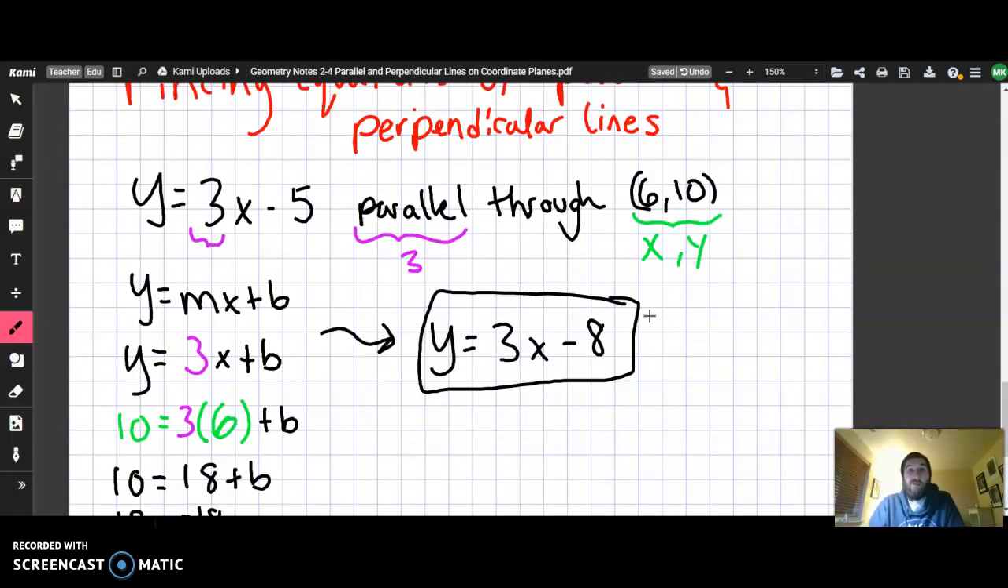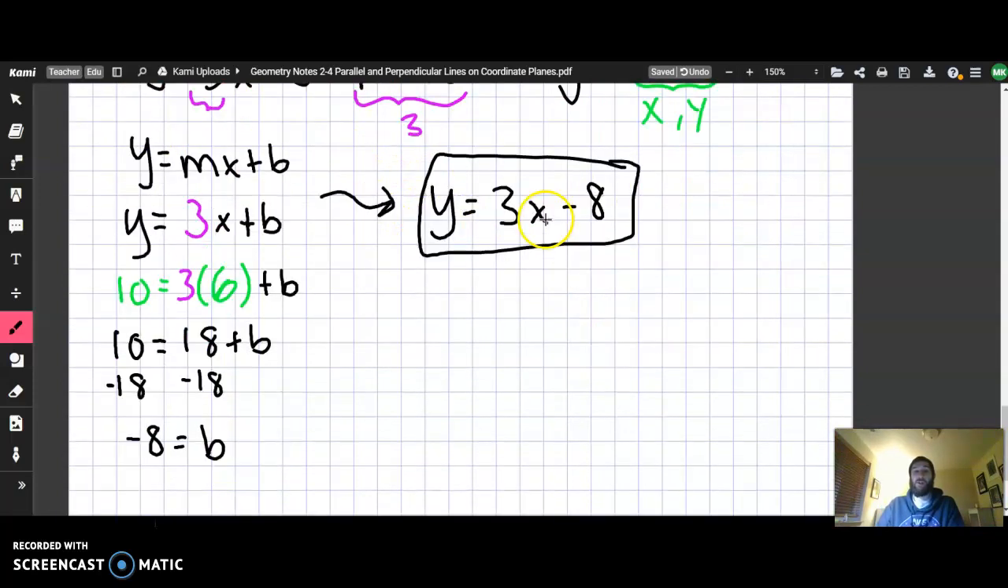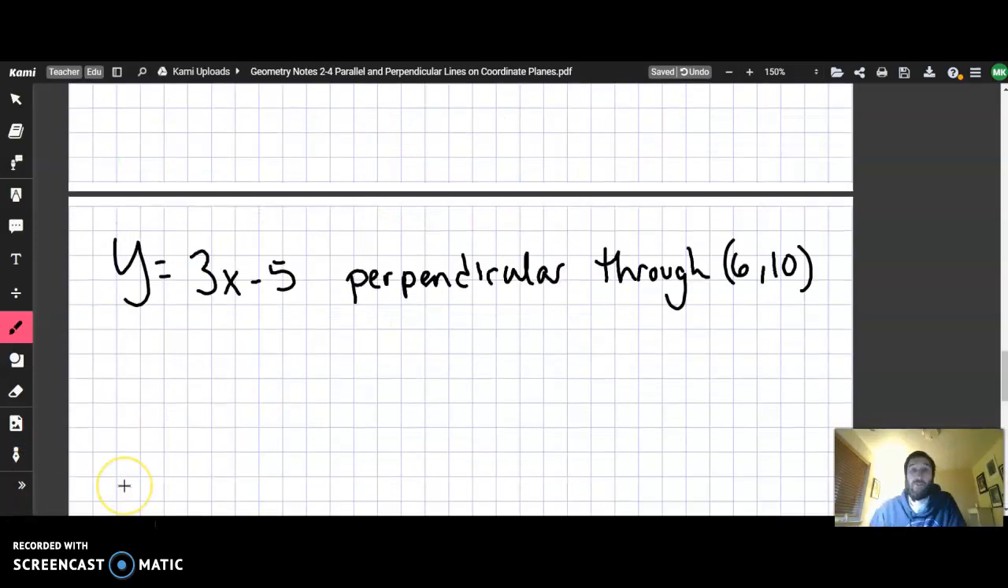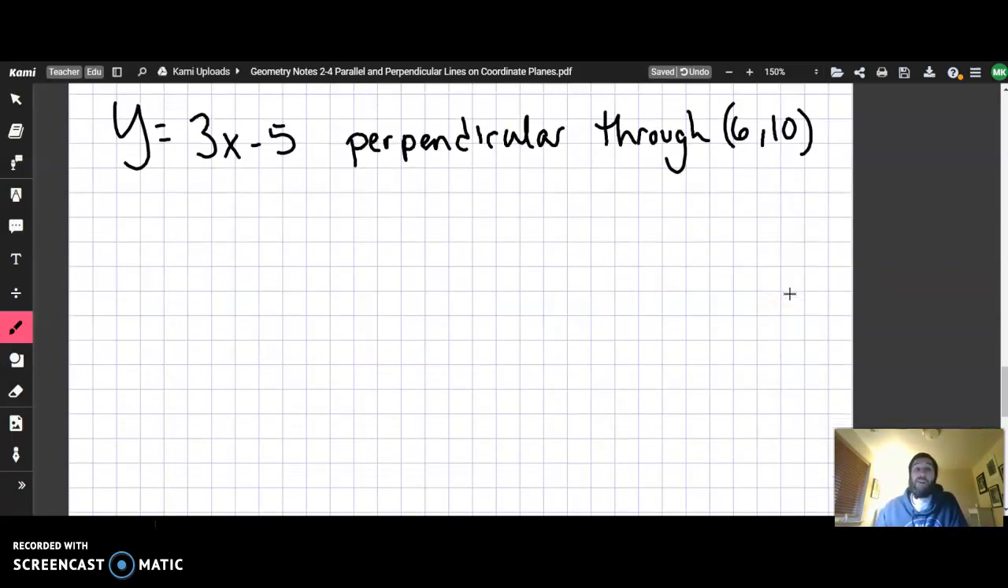Now, we're able to do the same thing for perpendicular, but remembering that perpendicular means it's the opposite reciprocal. It's flipped and negative. So, I'm actually going to use the exact same equation and the exact same point, and I'm just going to change parallel to perpendicular here. So, perpendicular through 6, 10, y equals 3x minus 5. Remember that everything is going to be the same moving forward, but the only difference is that slope.